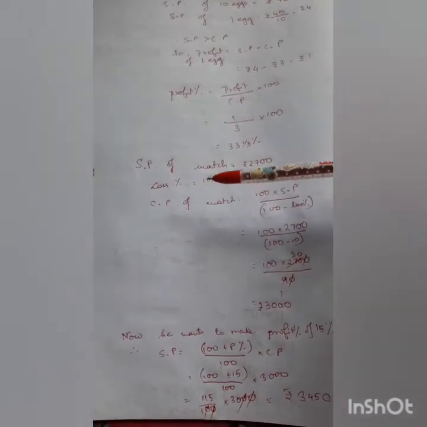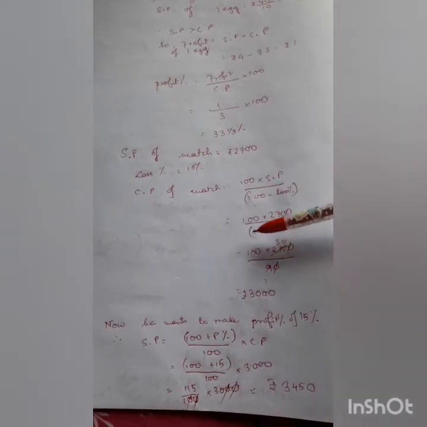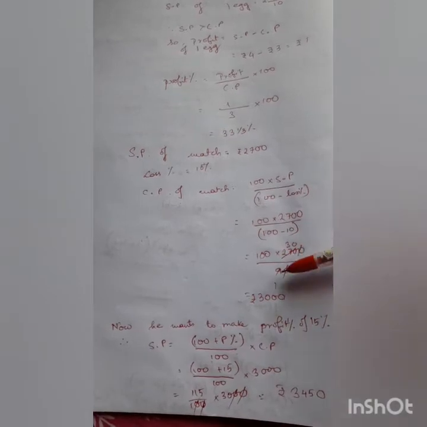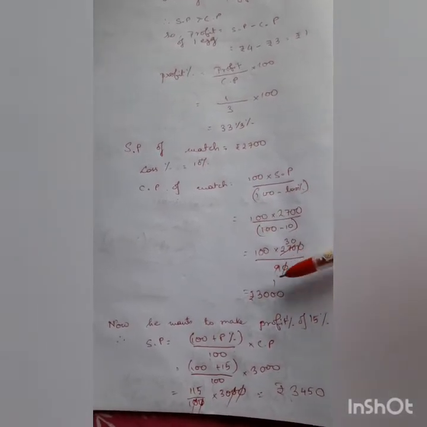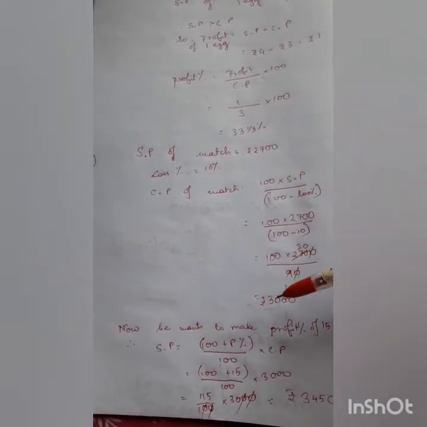Next, in question number 8, SP of the watch is given as rupees 2700. He made a loss of 10%. So CP of the watch equals, by the formula, 100 into SP by (100 minus loss percentage). We have 100 into 2700 by (100 minus 10). So 100 into 2700 by 90. The zeros cancel, 9 ones are 9, 9 threes are 27, so this is rupees 3000. So CP of the watch is rupees 3000.